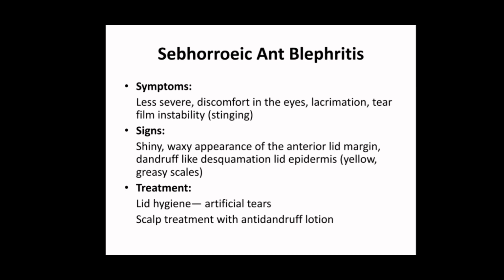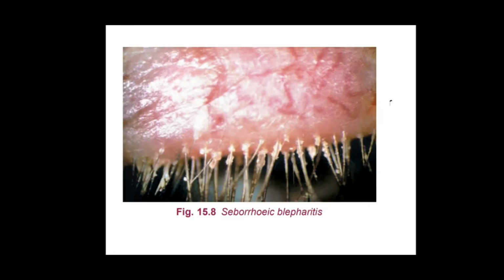Symptoms of seborrheic anterior blepharitis include less severity, discomfort in the eyes, lacrimation, and tear film instability which causes stinging. Signs include a shiny, waxy appearance of the anterior lid margin, dandruff-like desquamation of the lid epidermis, and yellow greasy scales. Treatment includes lid hygiene, artificial tears, and scalp treatment with anti-dandruff lotions. This is a picture of seborrheic blepharitis.